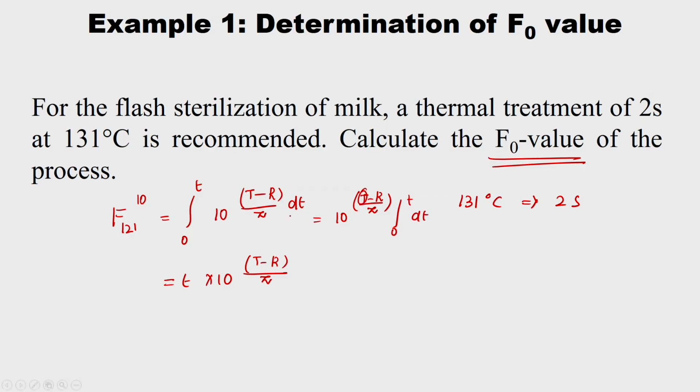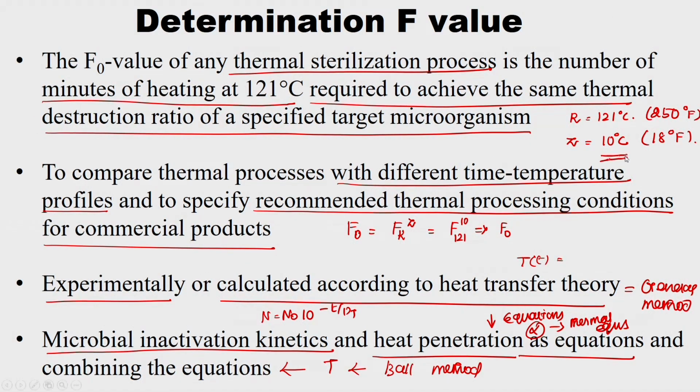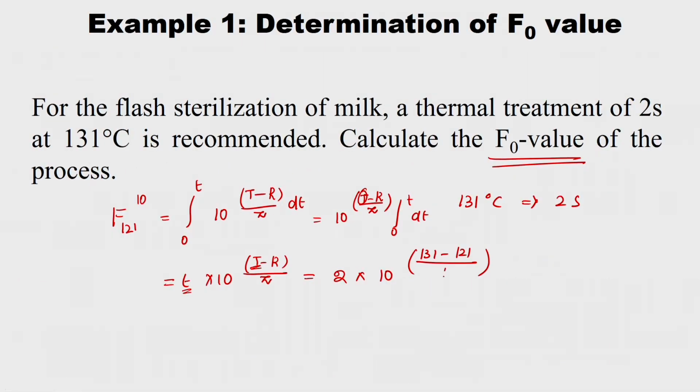If it is a function of t, then this integral is not that easy, that we will see in subsequent classes. So, now I have given t, I have given my reference temperature. So, t is nothing but 2 into 10 to the power of (131 minus reference temperature 121) upon z, right. The reference value of z, as I have already told you, is 10. So, this becomes 20 seconds. So, this is nothing but F naught, which becomes 20 seconds.